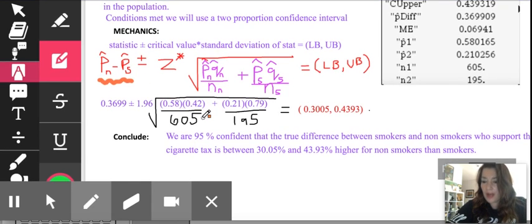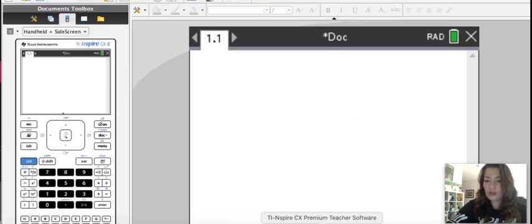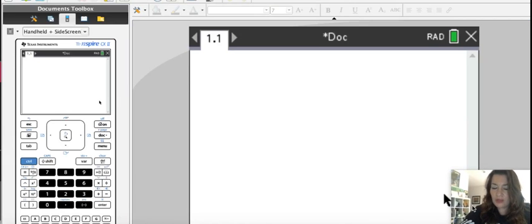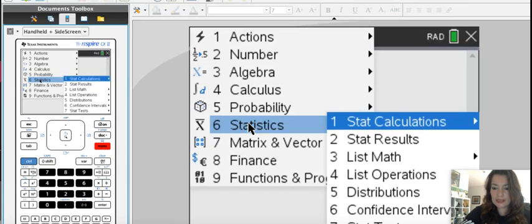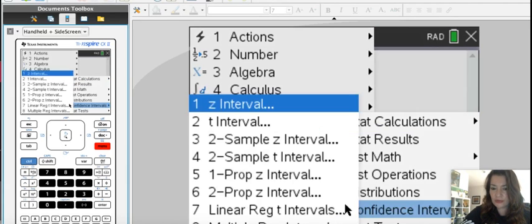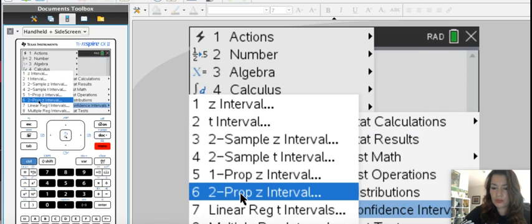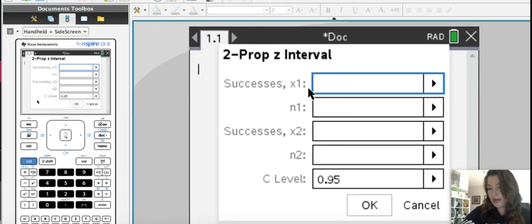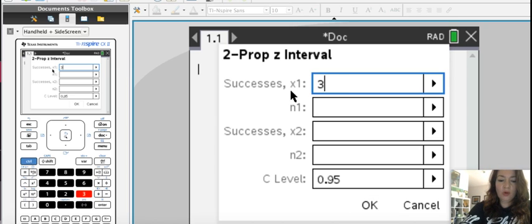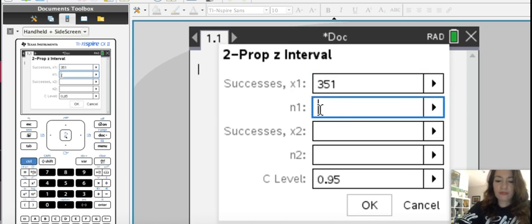So I'm going to go ahead and show you how to do that on the calculator. So looking at our calculator, the first thing we're going to do is go to menu, statistics. We're going to go to confidence intervals, and then a two proportion Z interval. From here, it guides us for our first fraction, x1 over n1. That's our first proportion. We are going to put the non-smokers first. So I'm going to go ahead and write 351 over 605.